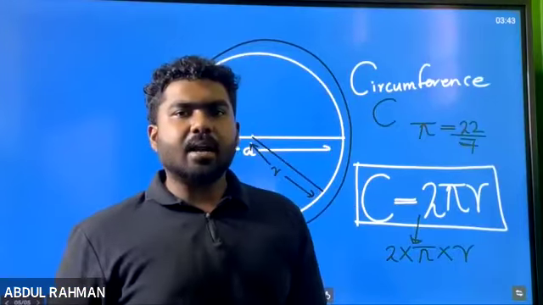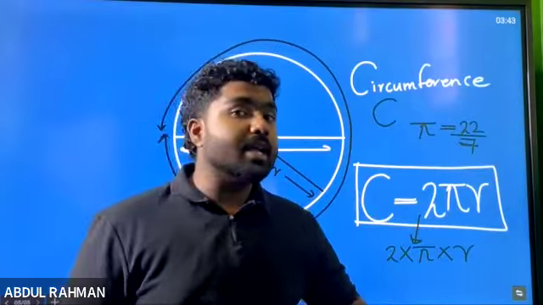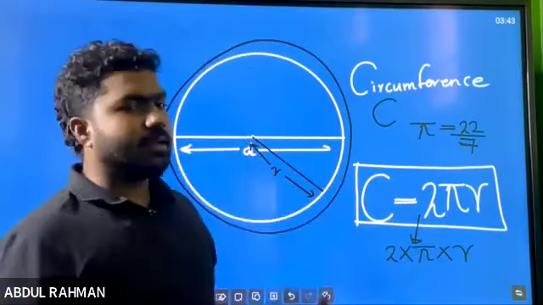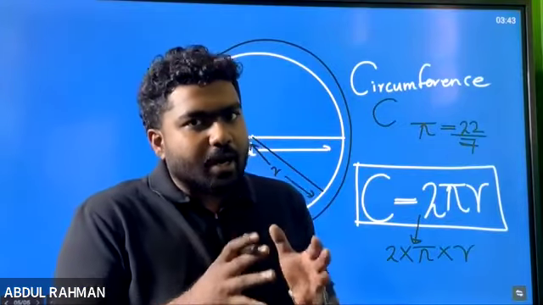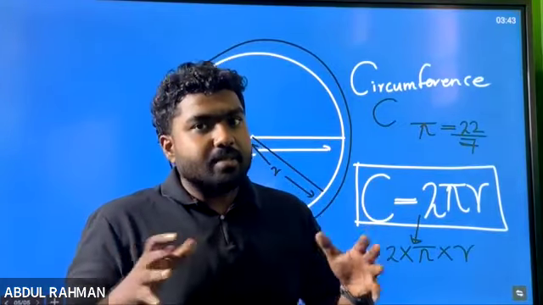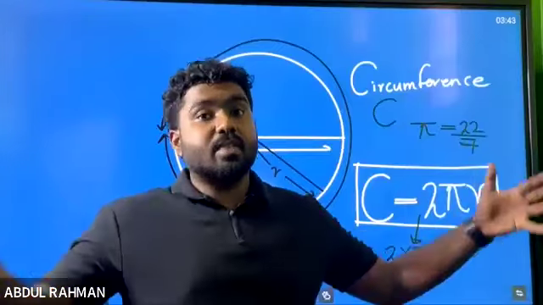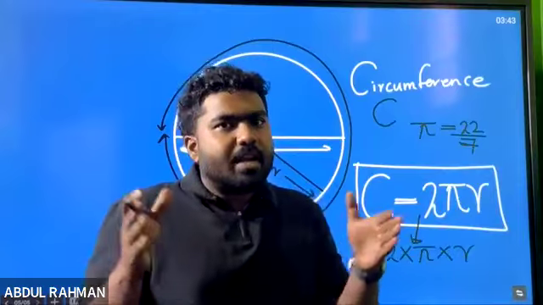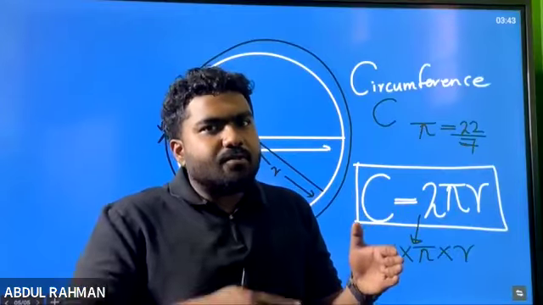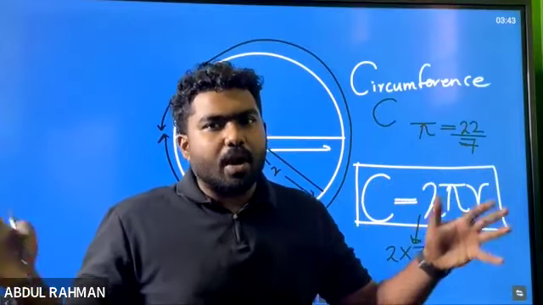What do you mean by this r? R is called the radius of the circle. Now, if it's a small circle, that circle will have a smaller radius. If it's a huge circle, that will have a larger radius. If it's a very huge circle, that will have a very large radius. So depending on the value of the radius, my circumference value is also going to change.